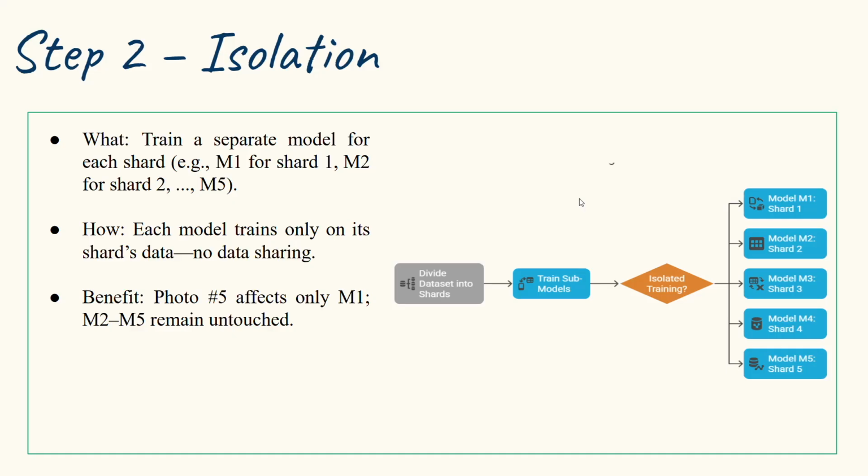If photo ID 5 is in set 1, only model M1 trains on it. The other models, M2 to M5, do not. They are never shown that it exists. This isolation is the key. It limits where the photo ID's impact shows up.